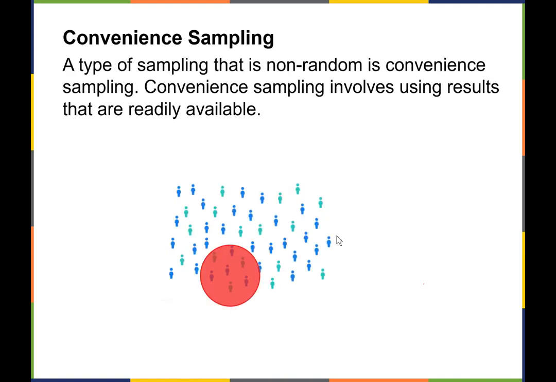The next method of sampling is convenience sampling. This one sometimes uses results that aren't as great. So convenience sampling is just asking the people who are near you.